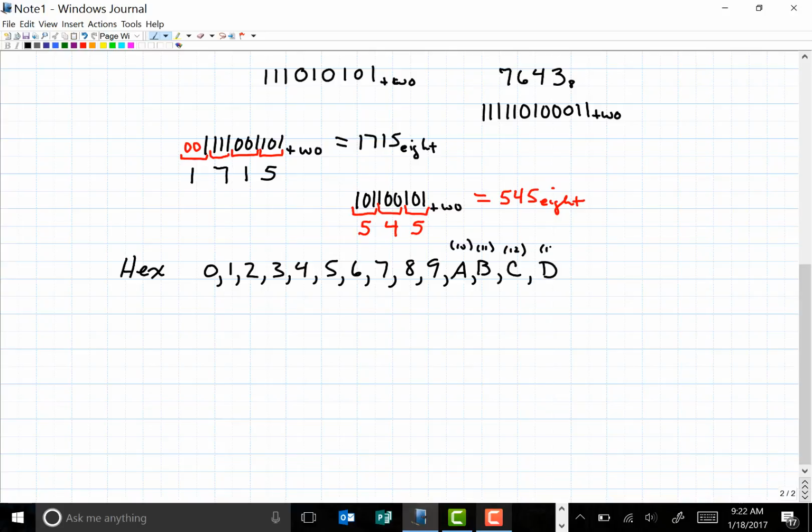D represents the value 13. E represents the value 14. And then finally F represents the value 15. And now we have 16 digits or numerals, so to speak. Okay? So a number in base 16, of course, remember each digit is a power of 16.